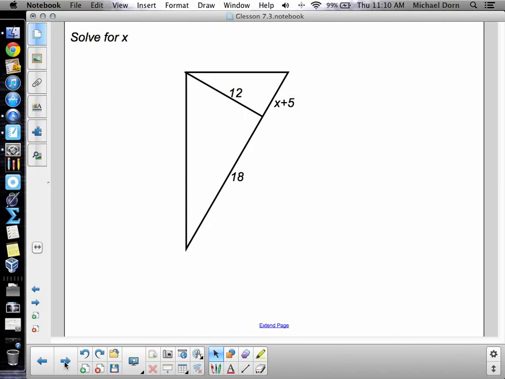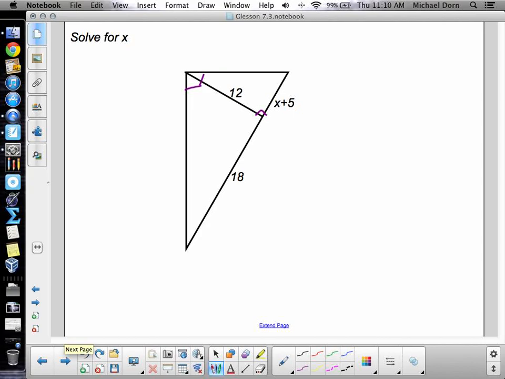This one's a little different. Solve for x, but notice it's not just x, it's kind of in an equation form, x plus 5. And again, we could do this with proportions, or we could do this with geometric means. I'll do it both ways. So let's start by doing it with proportions. Okay?